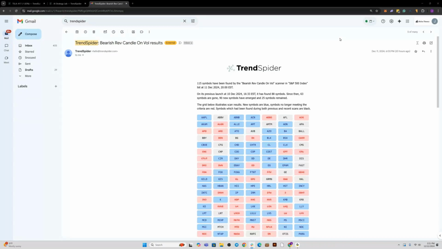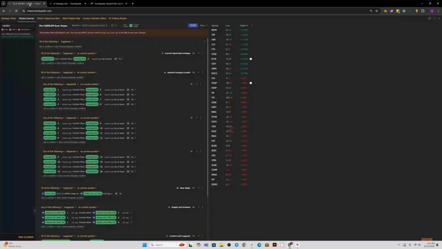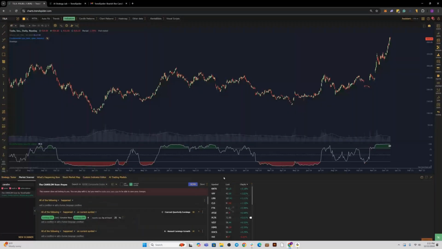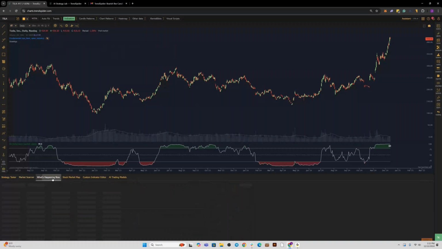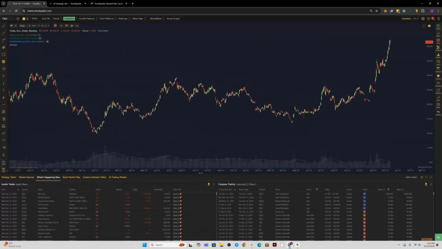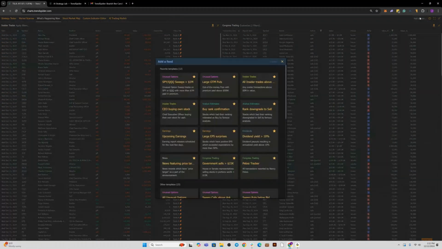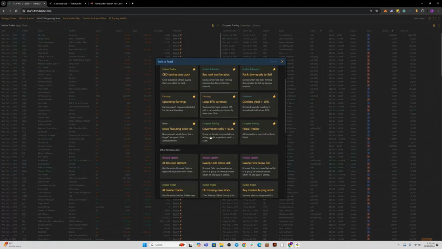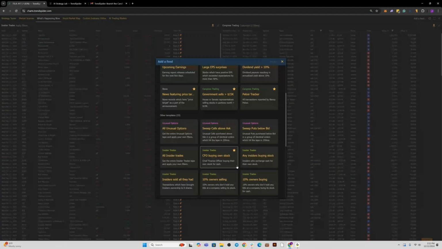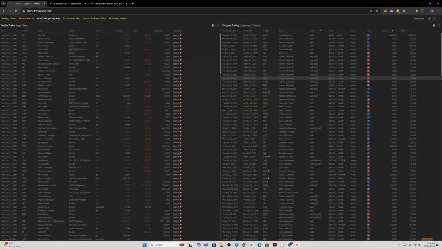Another tool that we have expanded upon a lot this year is something called What's Happening Now. What's Happening Now is a place for all kinds of extraneous data. If you click up here where it says add a feed, you'll see there are things like unusual options data, insider trades data, analyst estimates, Congress trading data, all kinds of different feeds that you can access. In this particular case, I've got insider trades here, I've got Congress trades here, and we've really made the filtering capability of this super robust.